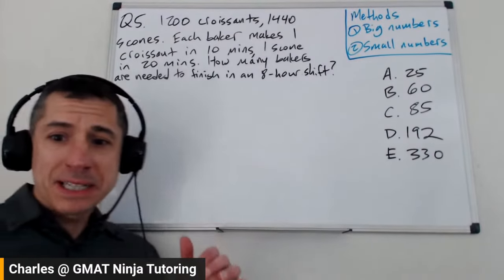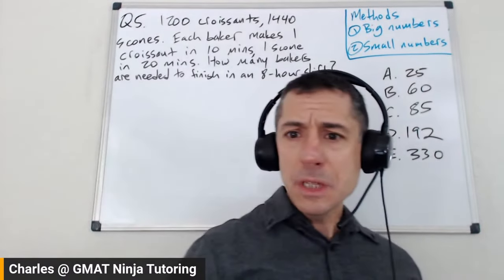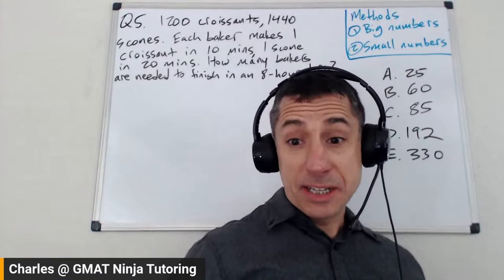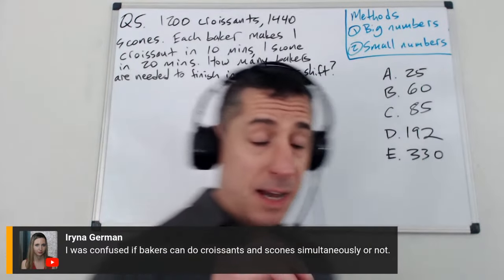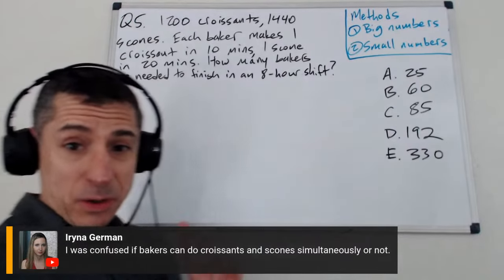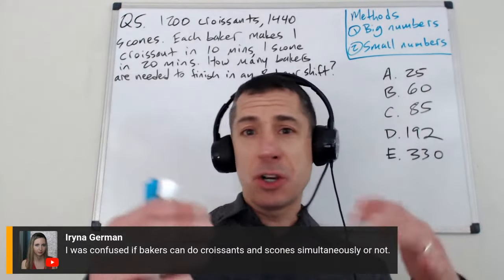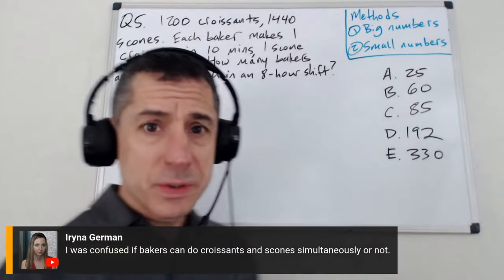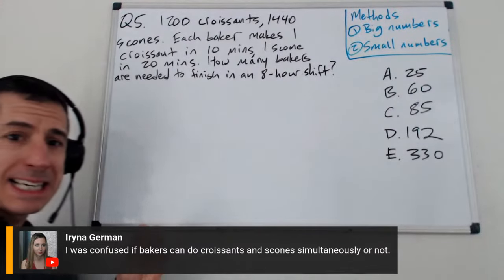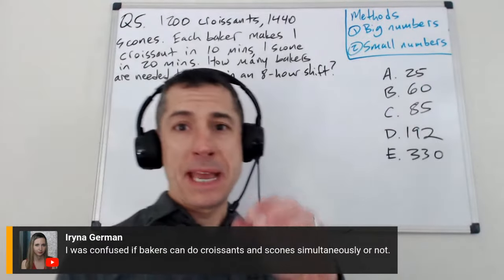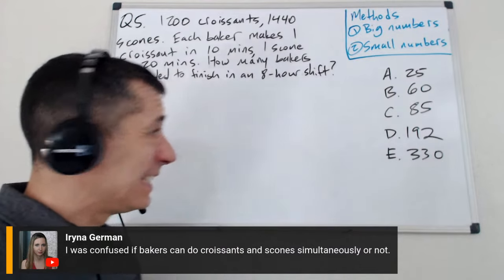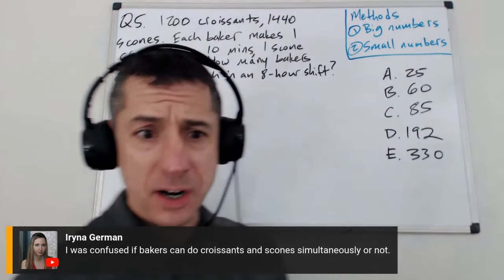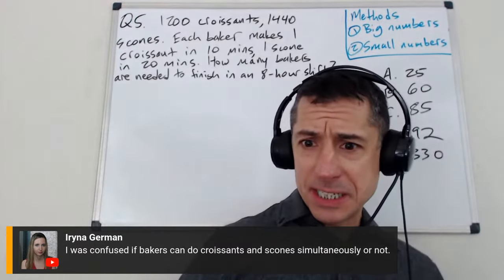All right, what I typically see here is, and actually that's a really good clarification here, and apologies for not making this clear enough. Yeah, they can only do one thing at a time, but a baker could mix and match these within a shift, I suppose. So concentrating on one task at a time. So assume that the baker is only making a croissant, takes them 10 minutes, only making a scone takes them 20. So apologies that wasn't clear here. And thank you for asking that question.